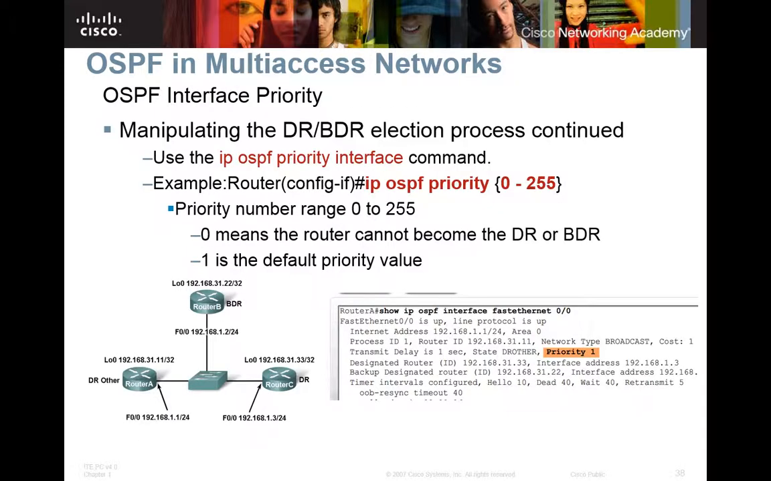So how do you manipulate it? You use the IP OSPF priority interface command and give it a number, 0 to 255. 0 means the router cannot be a DR or BDR. 1 is the default priority.